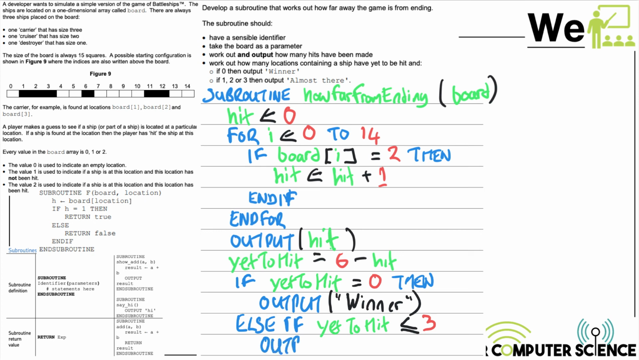Gosh, I'm getting low on space here. Output, almost there. Because if it was 0, that's going to trigger first. And then if it's 1, 2, or 3, it'll say this. And then otherwise, I guess you do nothing. I should write an end if here. And underneath here, I should say end subroutine. And then that'll be that finished.